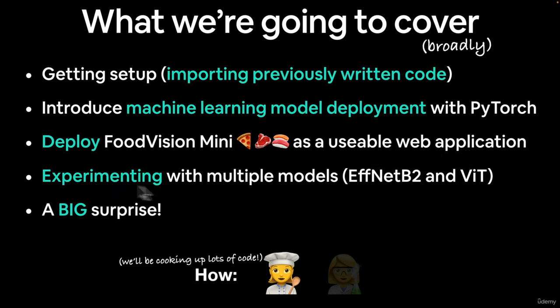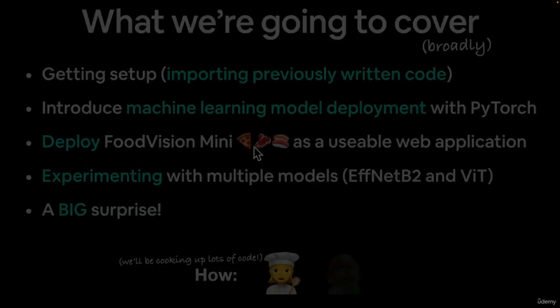Of course, we're not going to stop experimenting just because it's milestone project 3. We're going to keep experimenting with multiple models, such as EfficientNet B2 and a Vision Transformer feature extractor. And finally, we're going to end with a big surprise, but no spoilers. You might have already found it if you've gone through the materials, but no spoilers here. And how are we going to do it? Well, we're going to be cooking up lots of code. This is Food Vision Mini after all. With that being said, I'll see you in Google Colab. Let's code.